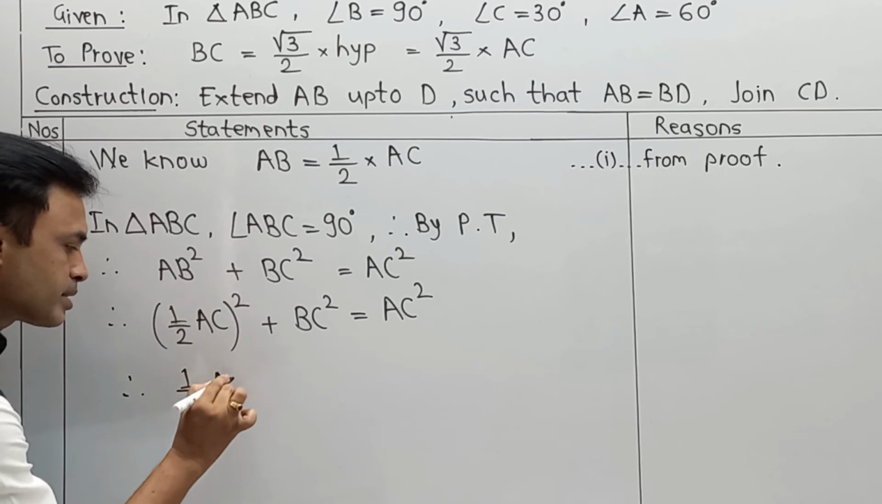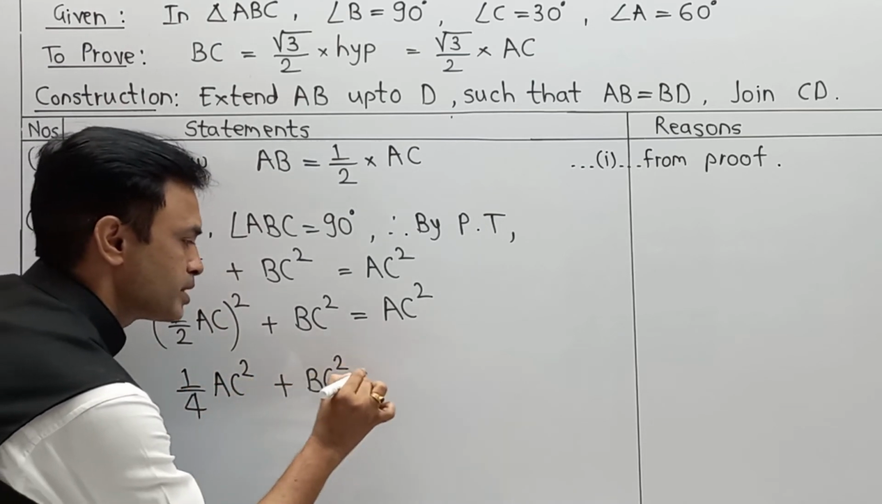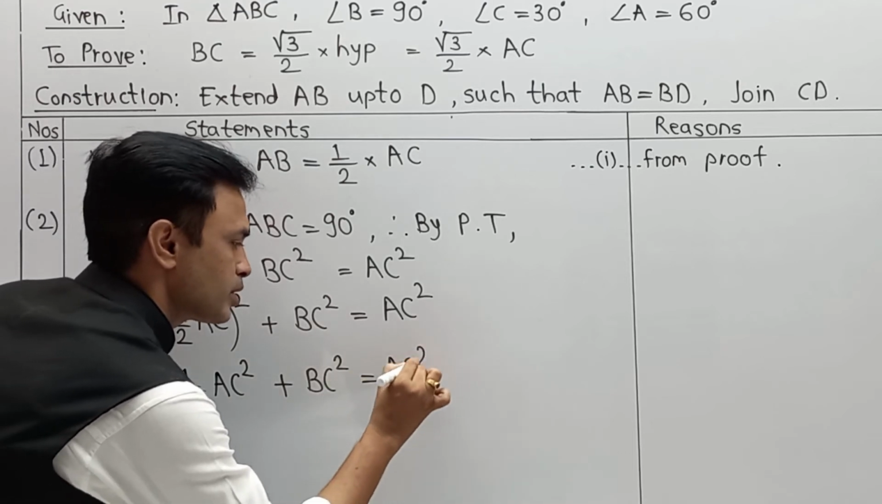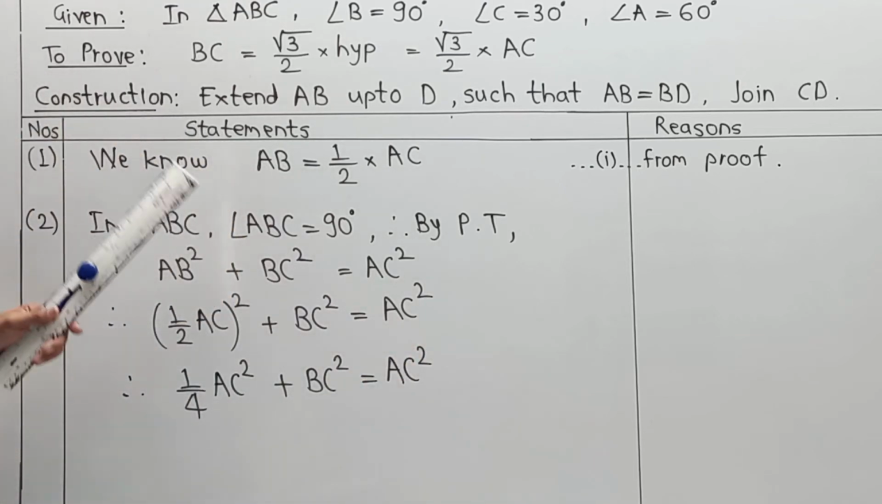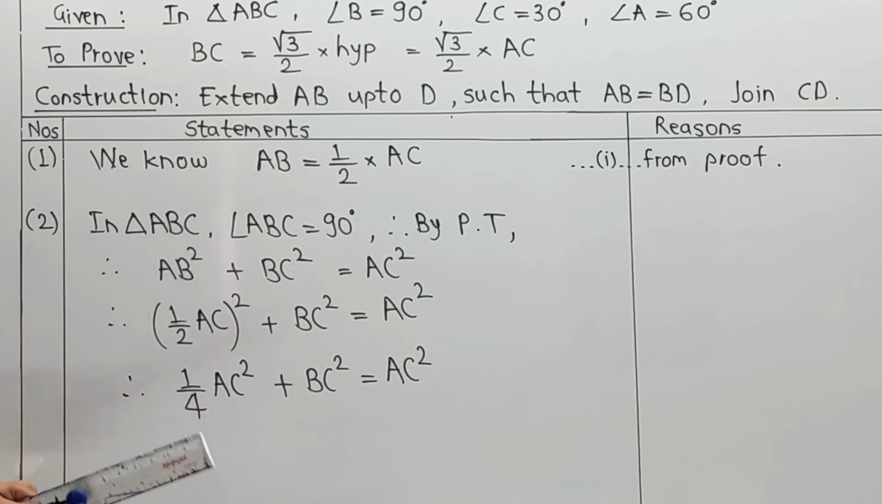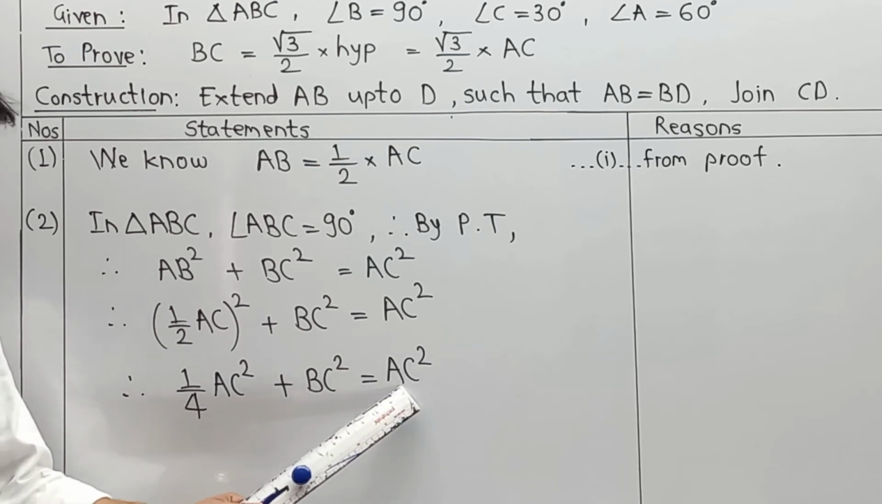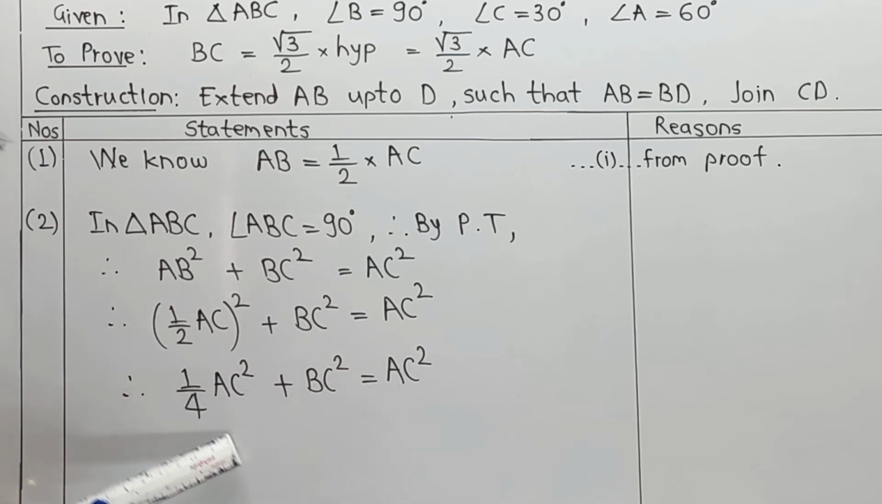AC square means AC square plus BC square is equal to AC square. Up to this part, students don't have any problem. From this step onward, the calculation is most important. Therefore, BC square is equal to AC square, shifting 1 by 4 AC square to that side. Either you can write 1 by 4 AC square, or you can say AC square into 1 means AC square by 4. I am writing that part.